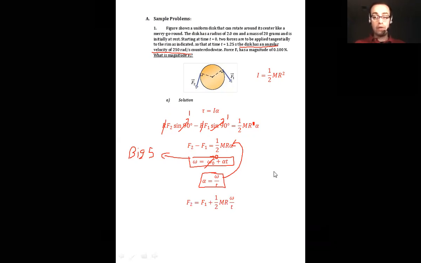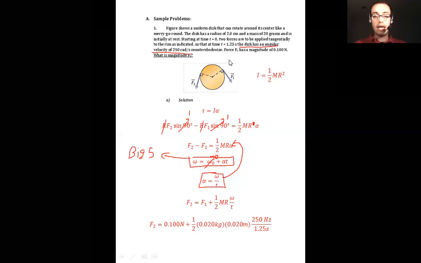Well, we know what all of this is, so we can go ahead and plug in. F2 equals F1, which is 0.100 newtons, plus 1/2 times the mass of the disk, which we're told is 20 grams. So that's 0.02 kilograms.